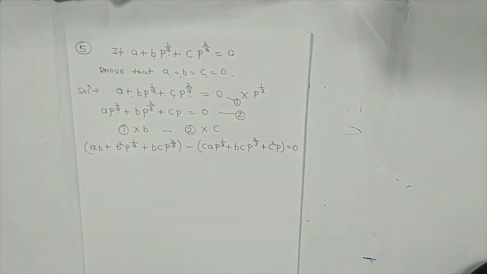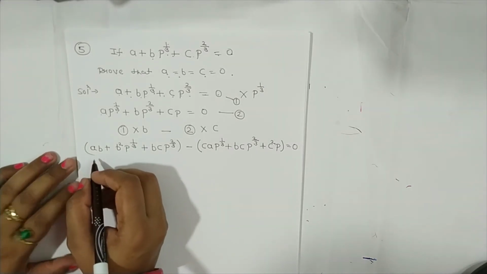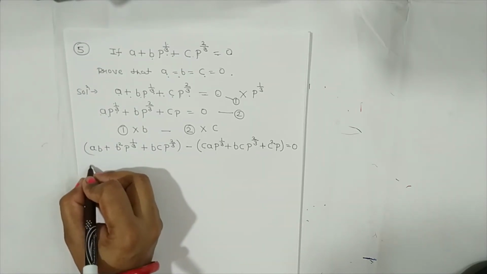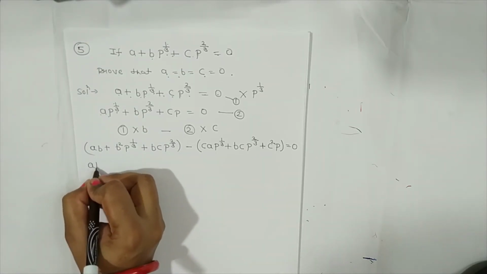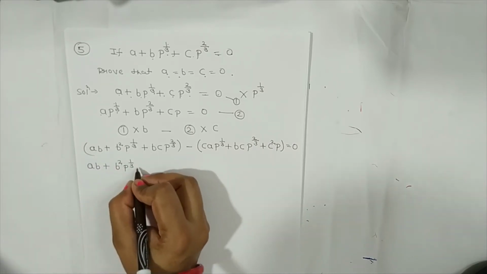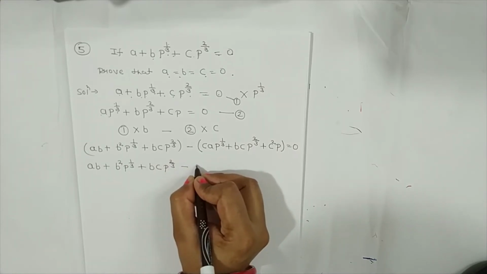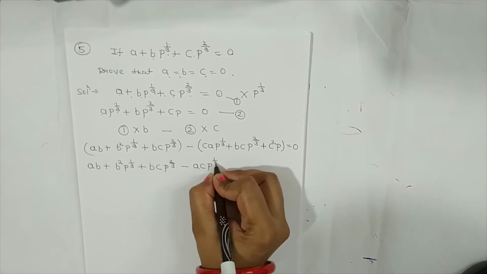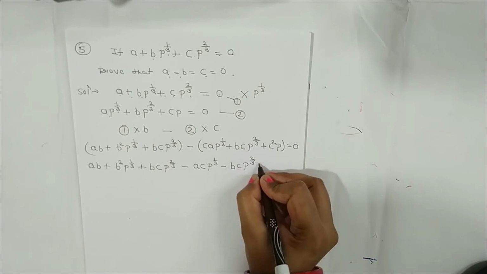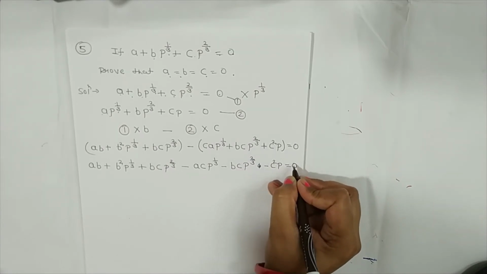Then here we will open this bracket, so it will be ab plus b square p to the power 1 by 3, then bc p to the power 2 by 3, minus ac p to the power 1 by 3, minus bc p to the power 2 by 3, then minus c square p is equal to 0.